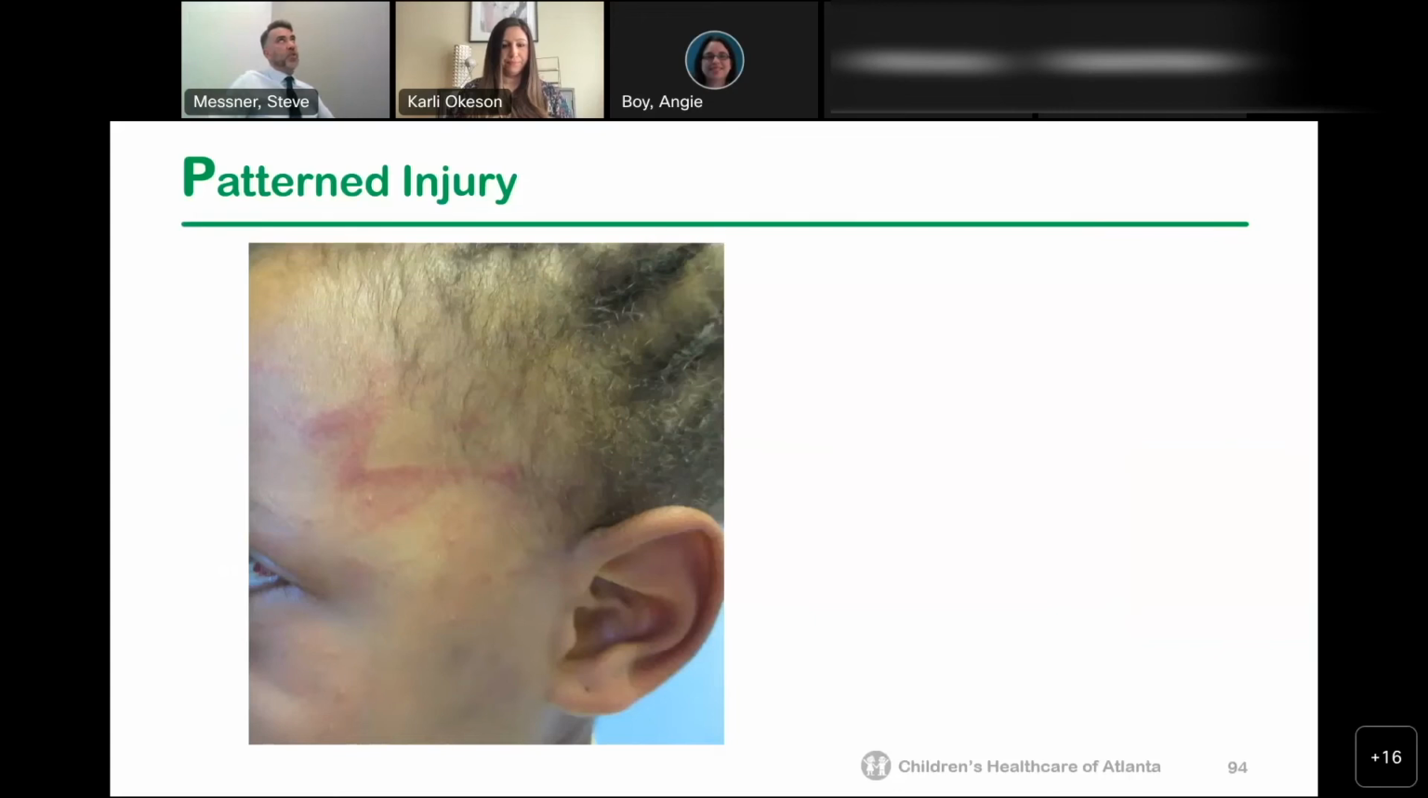Actually, what people are using as objects to injure children are things that are nearby. They always have their hands on them. There's their belt on them. You can see that this is the belt buckle here. You can see the tine. You can see that she also has a subconjunctival hemorrhage on her eyeball.